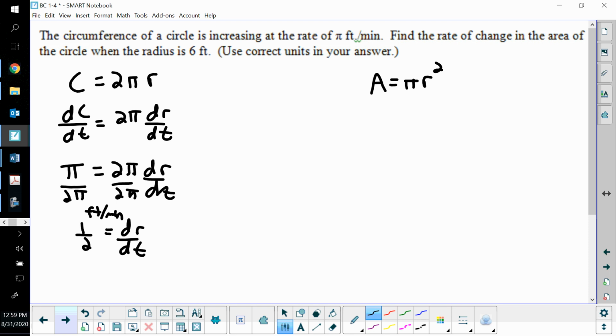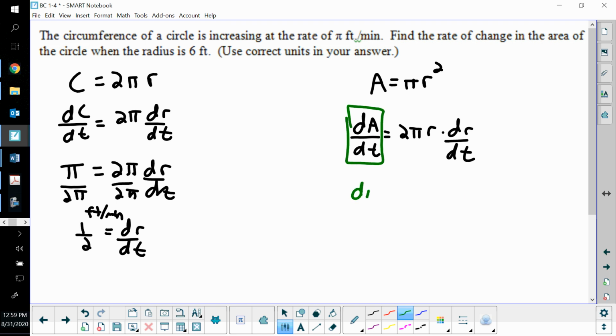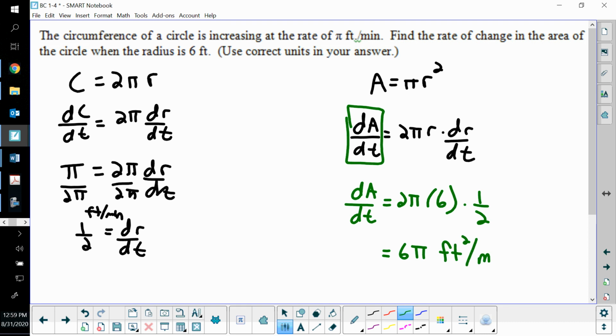So if we go ahead and take our derivative here with respect to time, we've got dA over dt equals 2 pi r times dr over dt. I think it's sometimes helpful to identify what we are trying to find. We want to find the rate of change in the area, meaning we should be able to sub everything else in. So we've got dA over dt equals 2 pi. We've got 6 as the instant for our radius, and we have a half as our dr over dt from the previous one. So this is just going to give us 6 pi, and it's a rate for an area, so it's feet squared per minute.